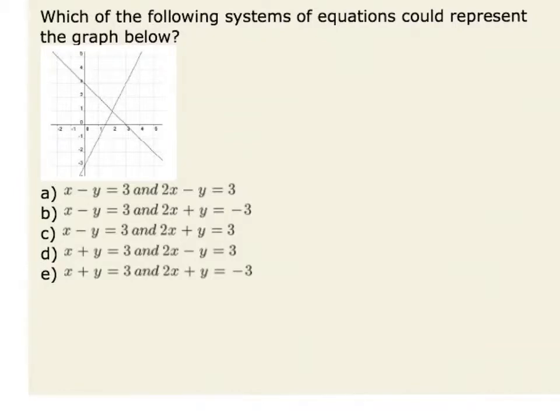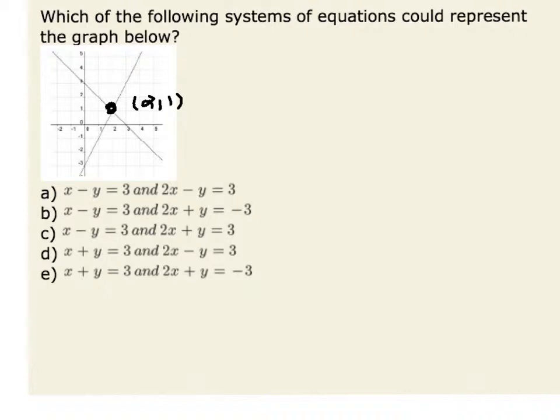In this problem, we want to know which of the following systems of equations could represent the graph below. When we look at the system of linear equations, we recognize that these two lines intersect at the point 2, 1. Therefore, since 2, 1 is that intersection point, it is a solution to the systems of equations.